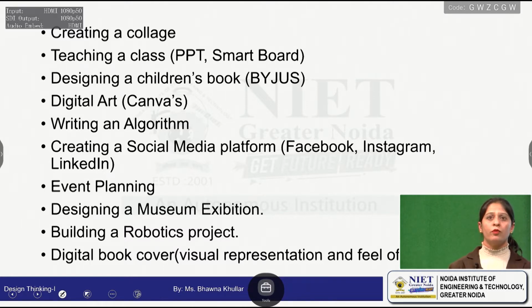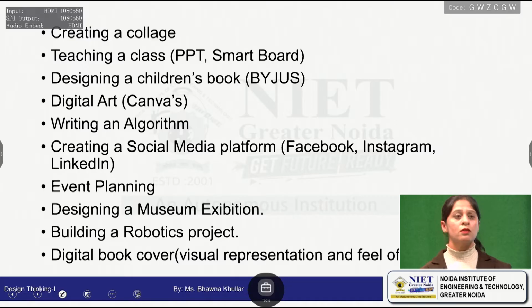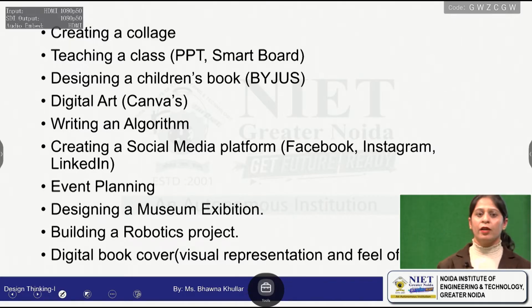Designing a children's book, like Byju's. Byju's implemented an idea, a book for the students which has different pictures and different movies, so the student can take interest in the study and read all the things by themselves.